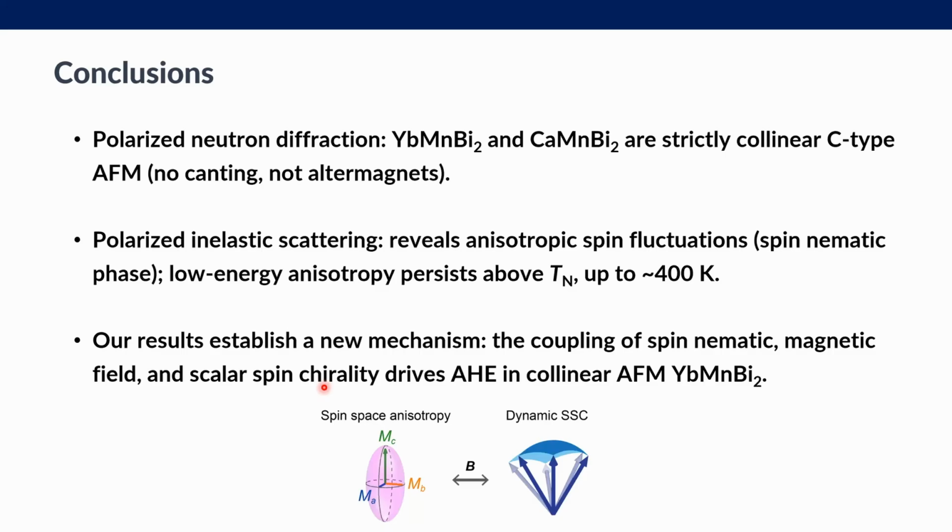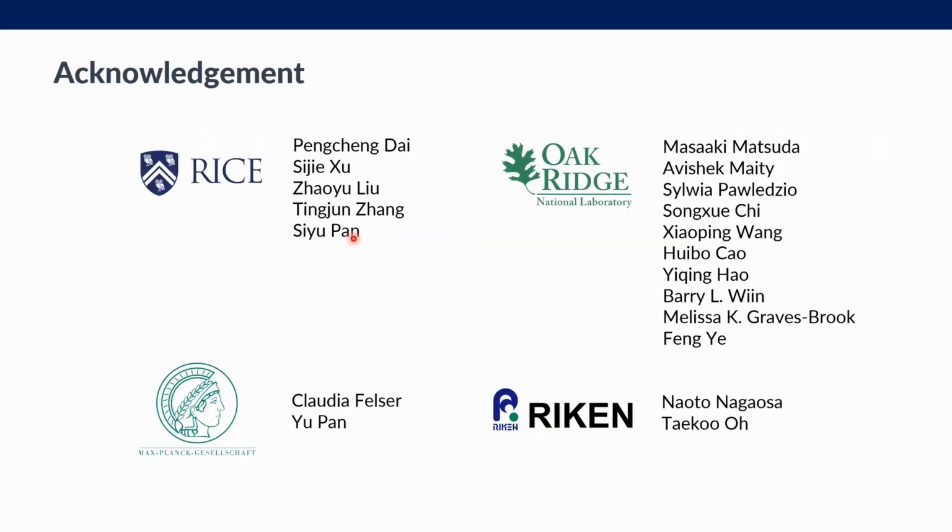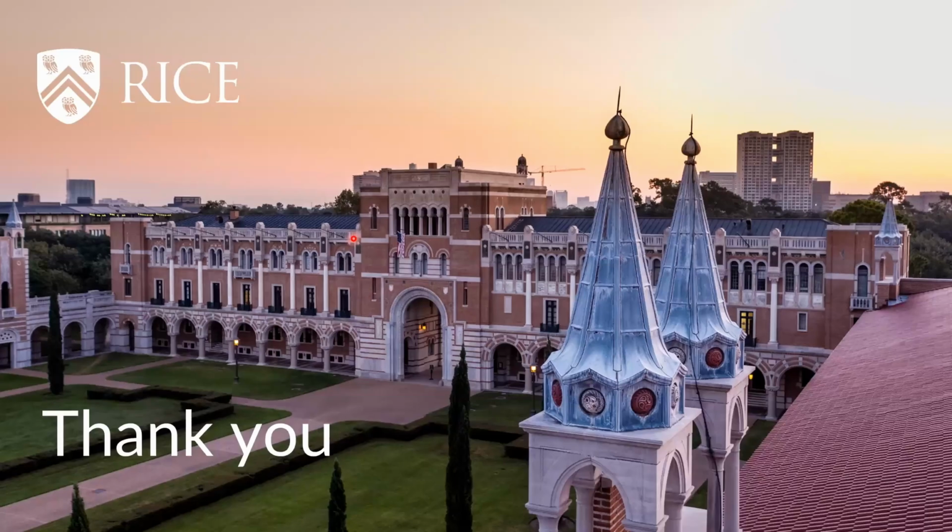So to summarize, our polarized diffraction studies confirm that both ytterbium and calcium compounds are strictly collinear antiferromagnets. There is no evidence of spin canting, and they are not altermagnets. And our polarized inelastic neutron scattering study reveals a spin nematic phase, and eventually we identified a new mechanism of this anomalous Hall effect. Before wrapping up, I would like to acknowledge all the collaborators who made this work possible. Thank you for your attention.